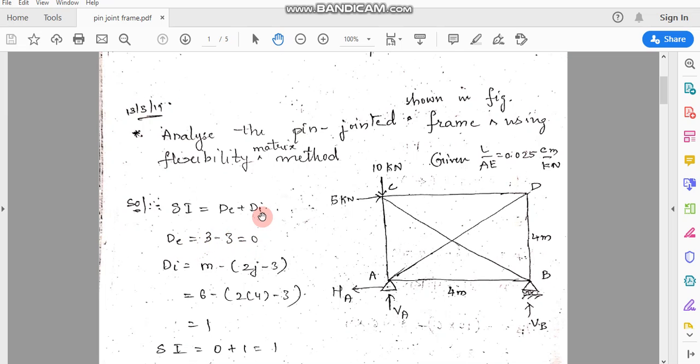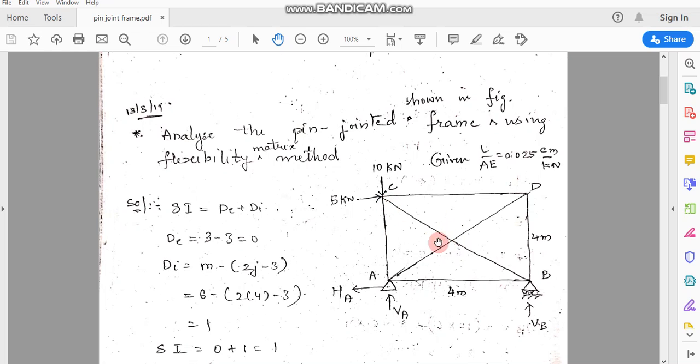Now the degree of internal indeterminacy, as we have discussed in the previous problems also, in the case of trusses, is m minus of 2j minus 3. What is m? m is the number of members, j is the number of joints. How many members are there? You see we have 1, 2, 3, 4 members, and the diagonal members are 2, so 1, 2, 3, 4, 5, 6. 6 members. How many joints are there? Minus of 2 into 4. What is this 4? 4 is the joints. So 1, 2, 3, 4 joints are there.